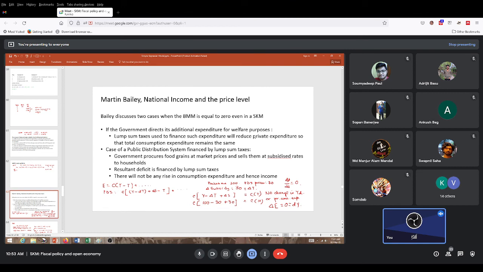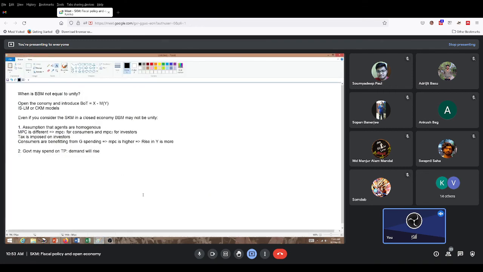Now consider a second case. You have a public distribution system, the rationing system, which is funded by lump sum taxes. So the government procures food grains at market prices and sells them at subsidized rates to households. And the resultant deficit is financed by lump sum taxes. So in this case also there will be no change in consumption expenditure. Let me copy paste this and I'll show this to you.